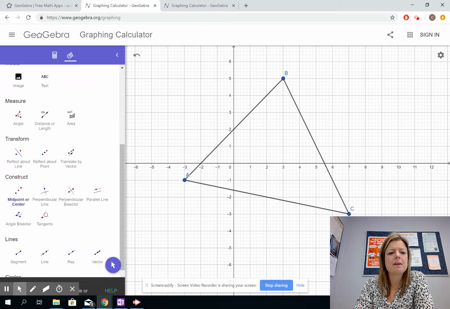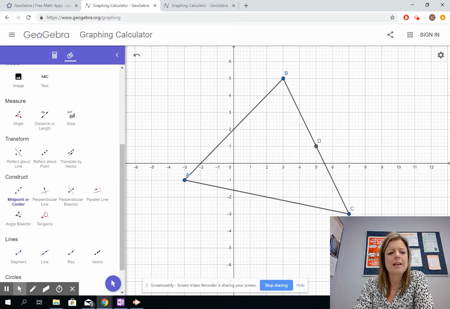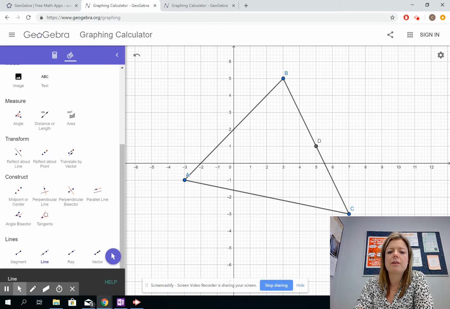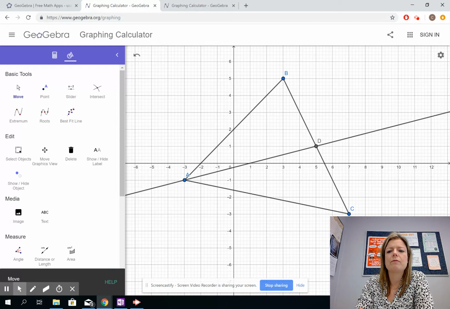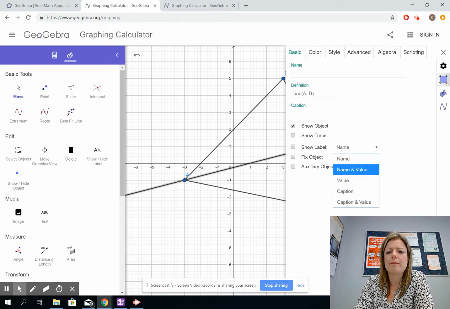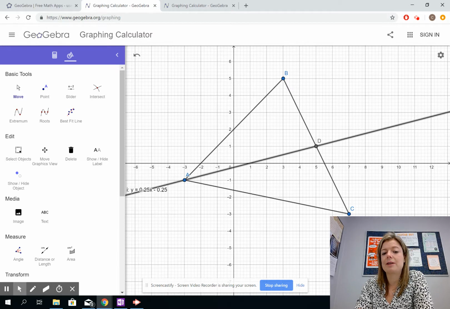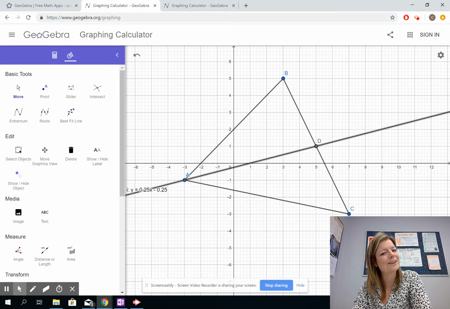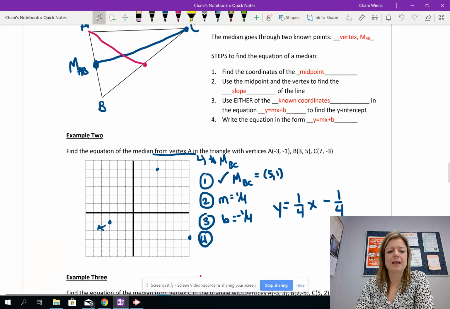Okay, so then you want to find the midpoint of BC. So you select midpoint and simply click on BC. And now you want to create a line, not a segment, but a full line between A and D. So this is the median. Okay, if you go back up and click the move tool, you can right click on this line, go to settings, and pick show label, name and value. And you can see that its equation is 0.25x minus 0.25, or 1/4 x minus 1/4. So hopefully you are getting comfortable with using that.